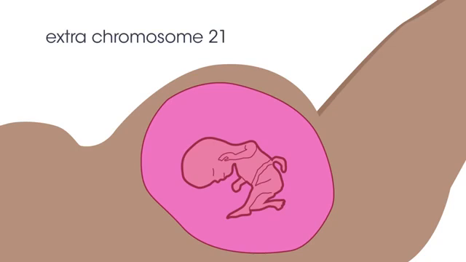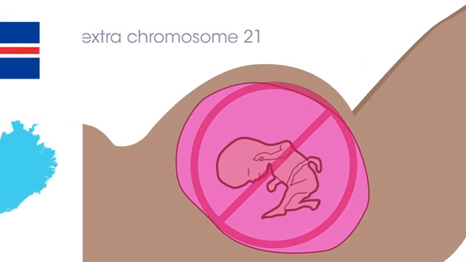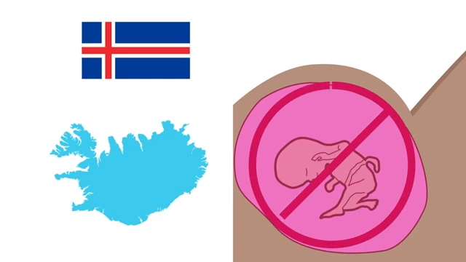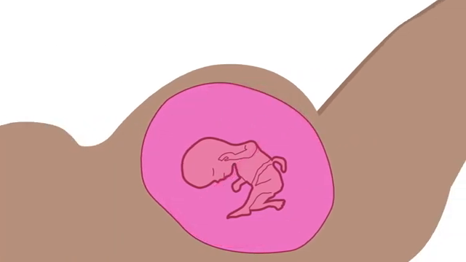Having the tests may be the choice of the parents and will allow them to be more prepared for a baby with Down syndrome, or choose to have an abortion. In Iceland, this type of genetic screening is widespread, and people are counselled when they have the test. Most choose abortion. This means that almost nobody is born with Down syndrome in Iceland. What do you think about this?